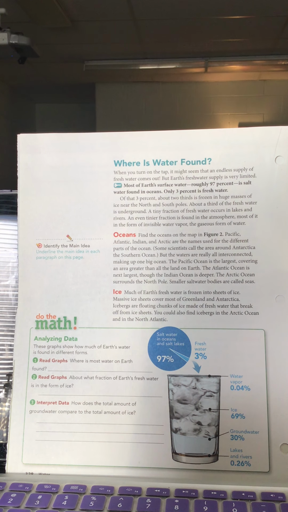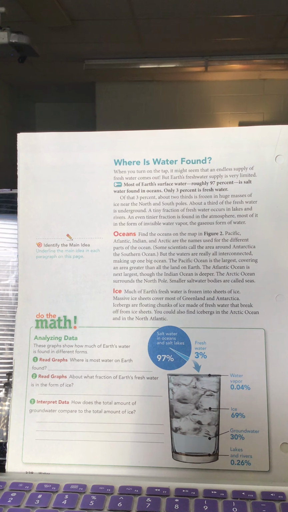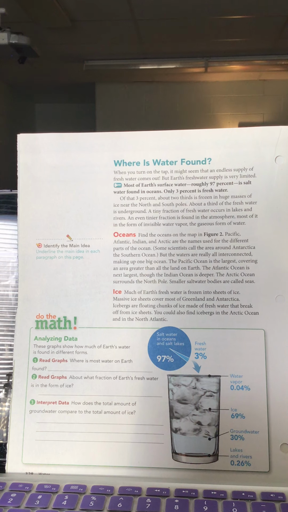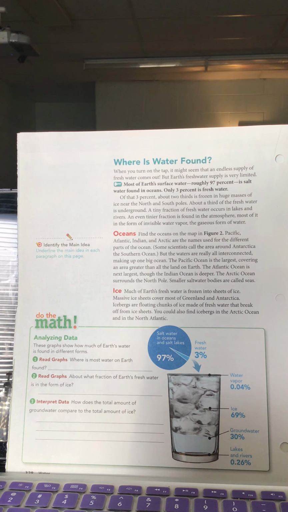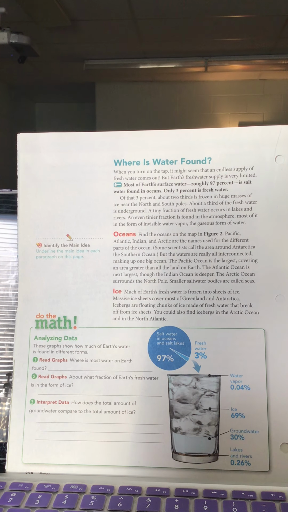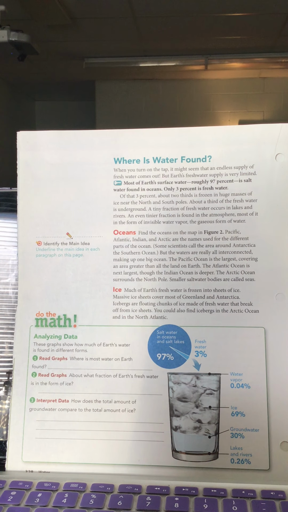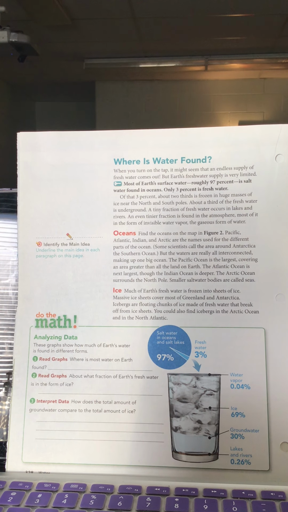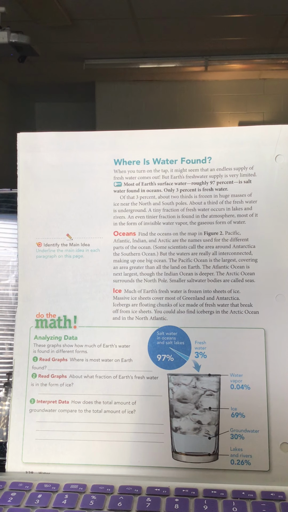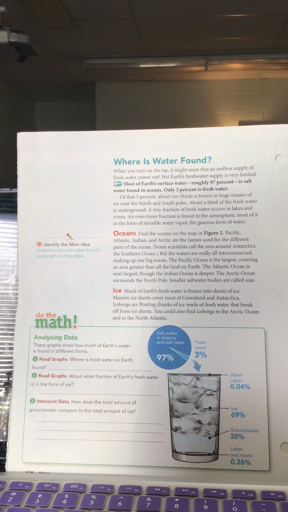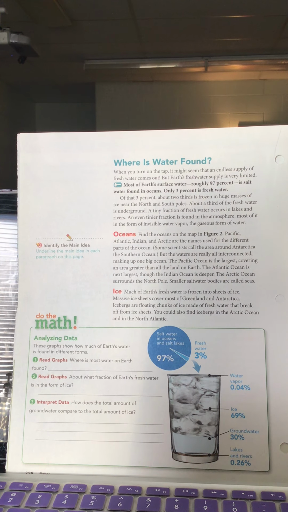Of that 3%, about 2/3 is frozen in huge masses of ice near the North and South Poles. About 1/3 of the fresh water is underground. In tiny fractions, fresh water occurs in lakes and rivers. An even tinier fraction is found in the atmosphere, most of it in the form of invisible water vapor, the gaseous form of water, steam.